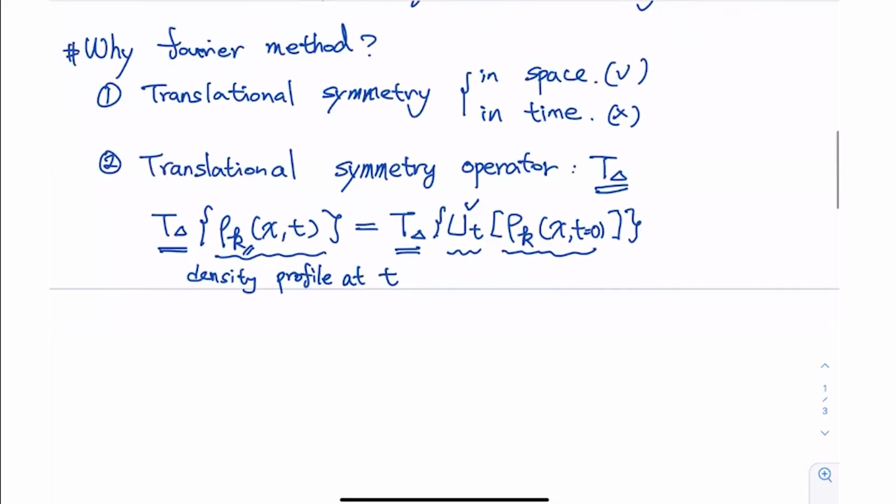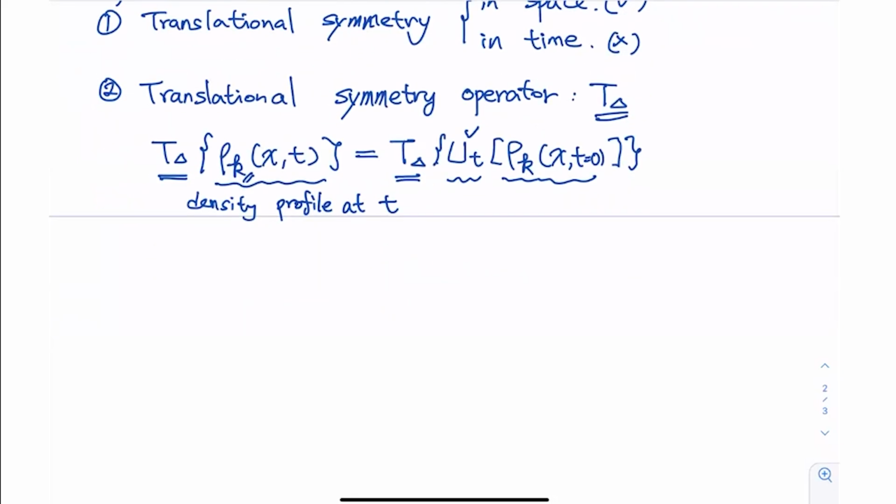So here we are going to try to think a little bit deeper about what we mean by translational symmetry for our system. Okay. So I'm trying to write down the expression first, then I'll explain what that means.